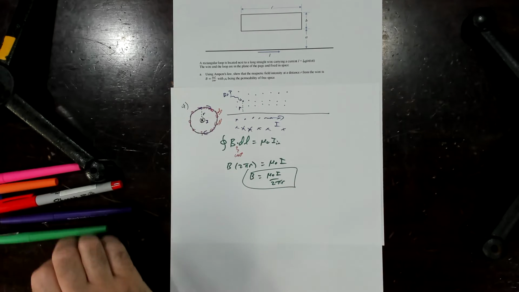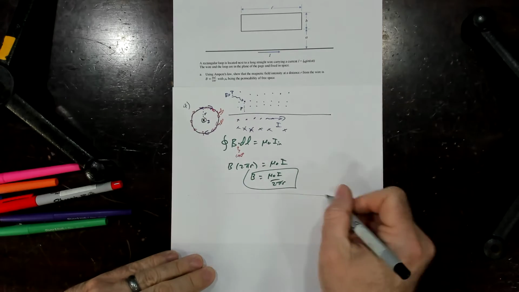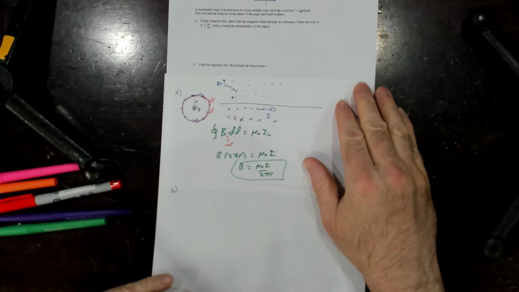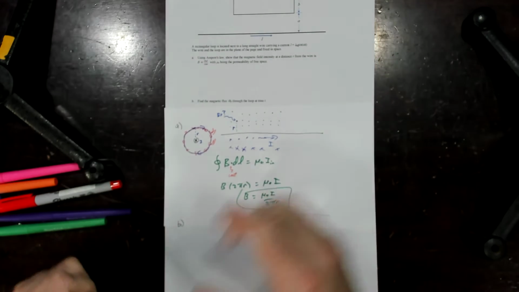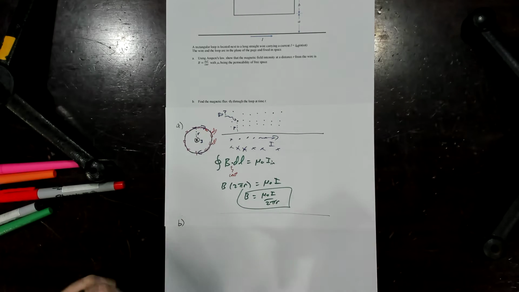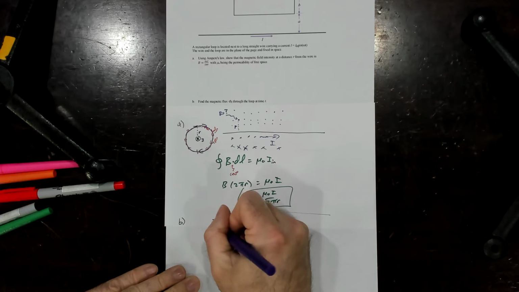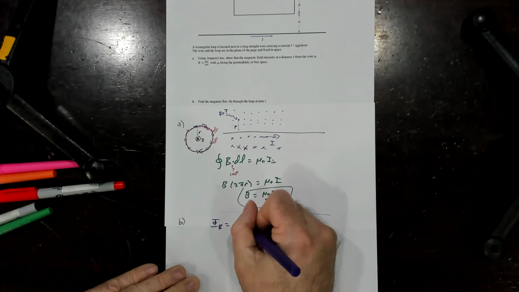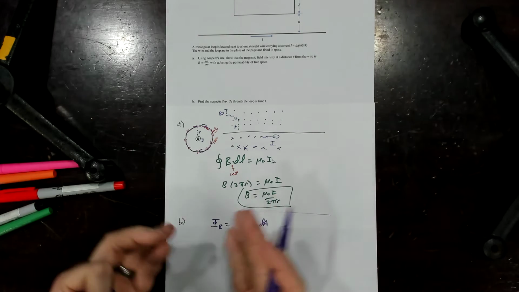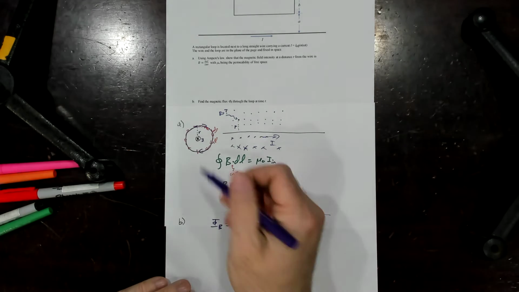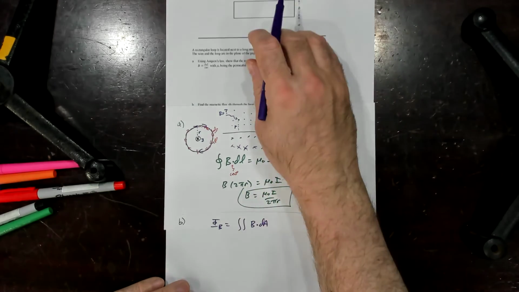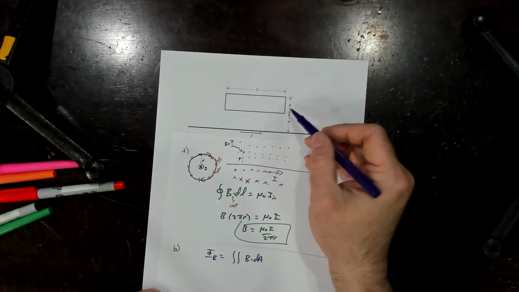Okay, part B. They say, find the magnetic flux through the loop at time t. Okay, so finding flux. Flux is just the integral of B dot dA. I'm not doing it for a closed surface. It's not Gauss's law. I'm just looking at the flux through that area. The area I'm talking about is the area of this loop. I just want the flux going through that loop.